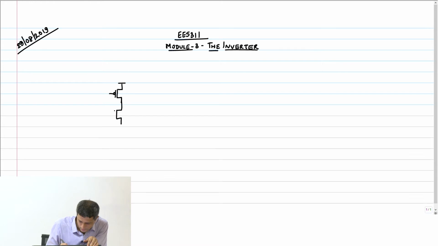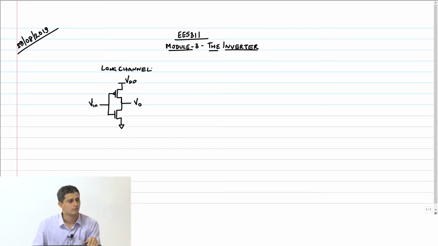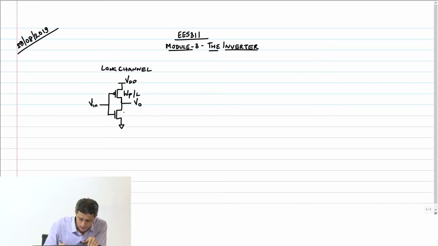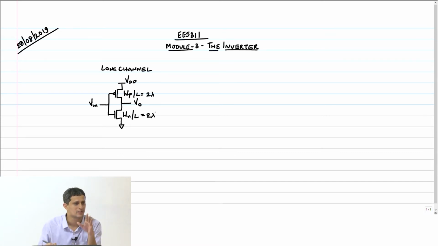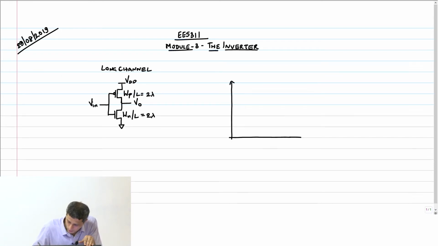a long channel device. VDD, V in, V out, and this is a long channel. Okay, the width of the PMOS is WP, length is L, WN and length is L. Of course, length is always going to be 2 lambda. Width can be something else, okay. So now how do you find the switching threshold or the trip point? You basically plot V in versus V out.